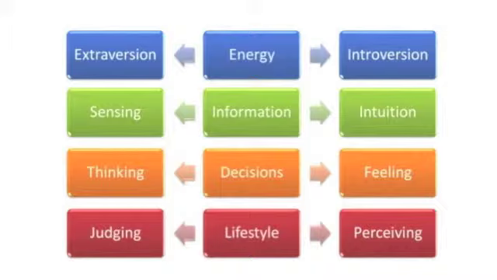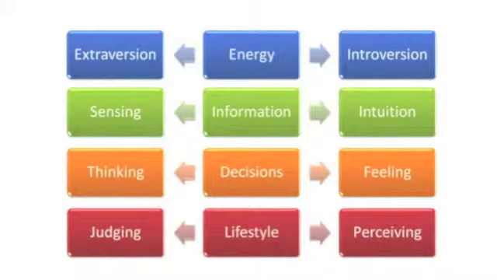Now, the second dichotomy is sensing versus intuition. And this has to do with how you take in information. Those who score higher on sensing like details, facts, evidence. They like to know what's real. They like to know the specifics. They're very realistic. They're focused on the here and the now, and they're practical and observant.